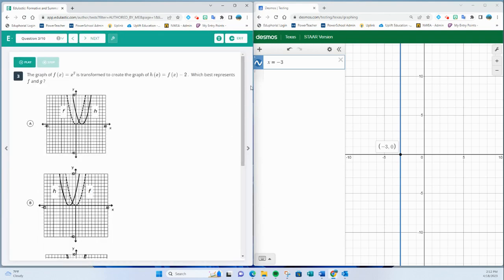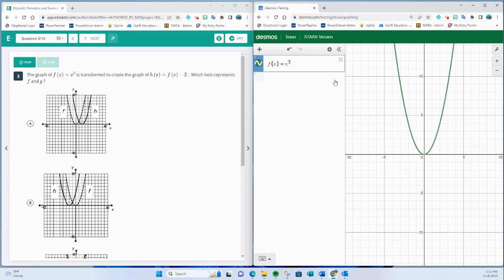For number 3, for quadratic transformations, you always want to go ahead and put in your parent function first. So it says f of x equals x squared. And we're comparing the new transformed function to the parent. So we're always going to use that parent function. But now we're going to take that parent function, f of x. So this is f of x.